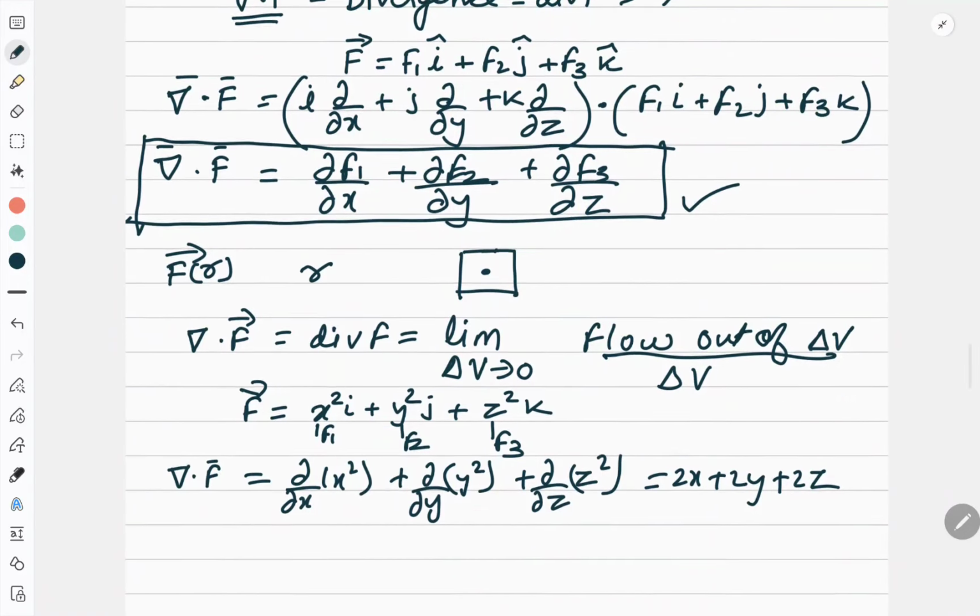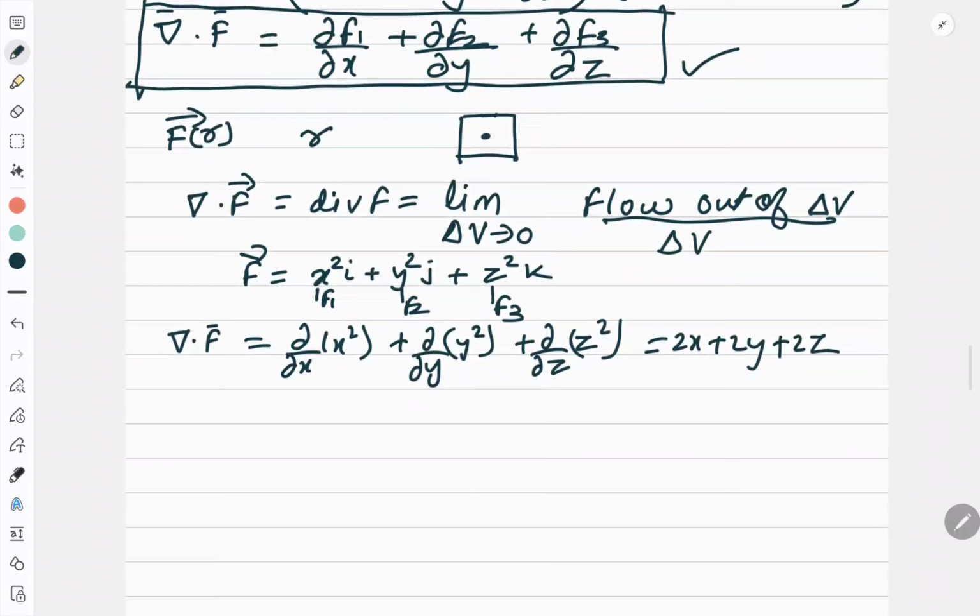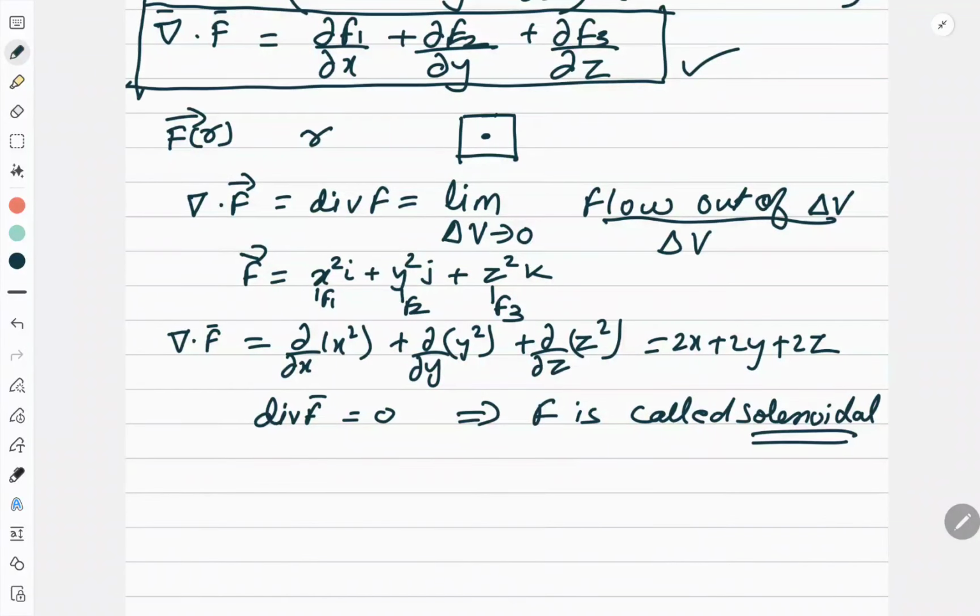Now next, if in case there is a function f such that divergence of f is equal to 0, then f is called solenoidal. Right? And if I am saying divergence of f is 0, it means there is no loss of fluid basically. Right? So that is called solenoidal. This is again a very important concept. What is the meaning of solenoidal?